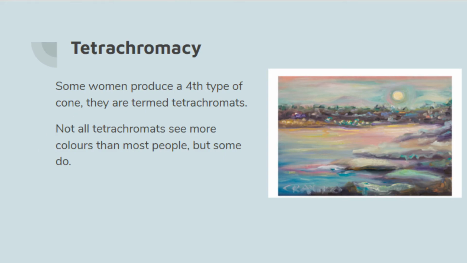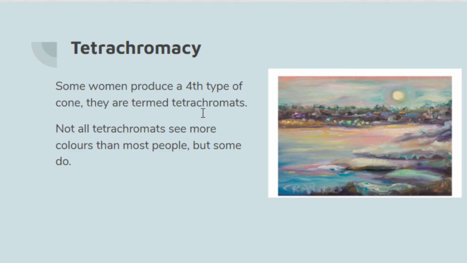So the last thing we're going to talk about is called tetrachromacy. This is a really cool thing that I learned a little bit about when I was in university, but didn't delve too far into. So some women, human women, I don't know about other females in other species, I don't know if this is a thing, but human women can sometimes produce a fourth type of cone, and they're called tetrachromats. Not all tetrachromats see more color than most people, but some do, which is really cool.